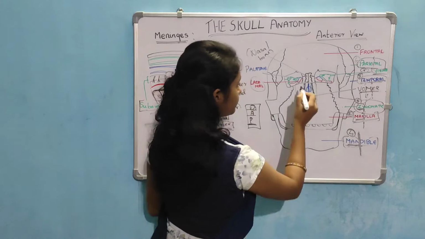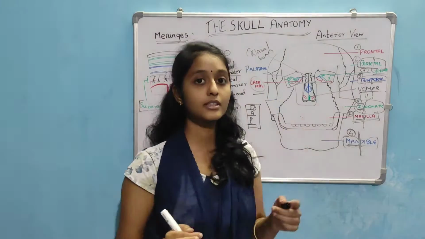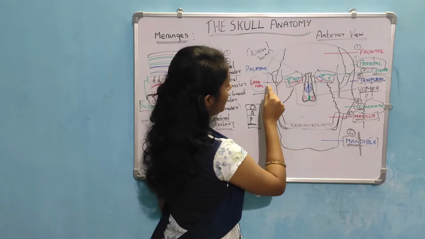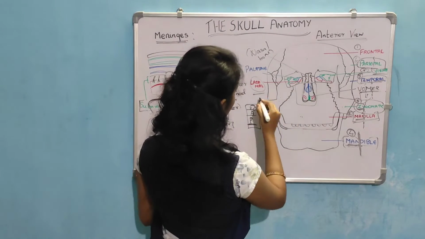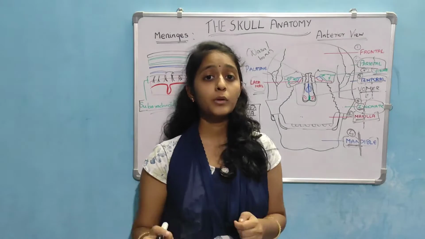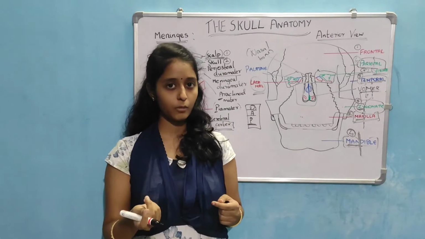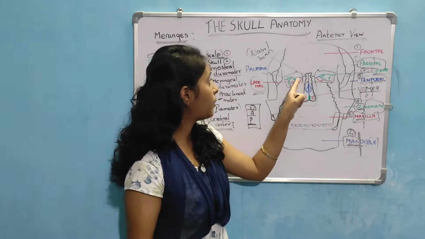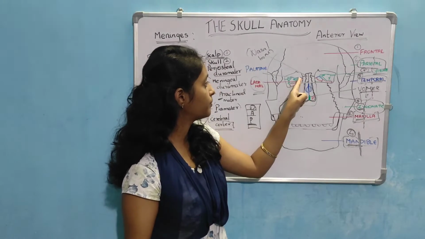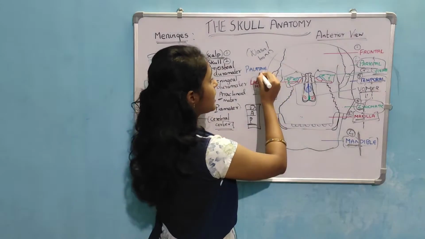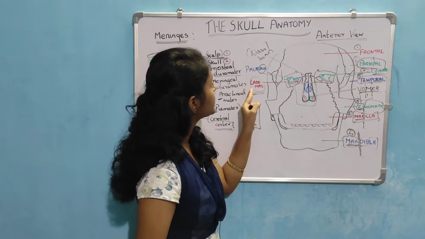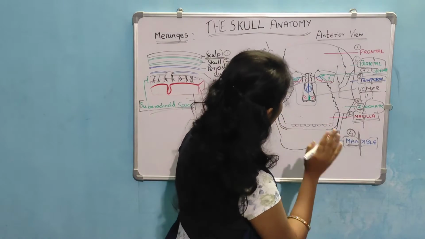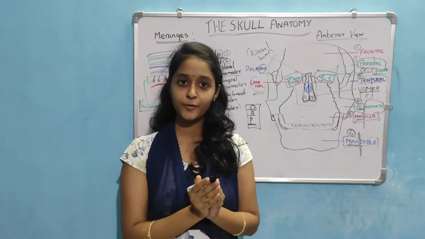And next is the lacrimal bone, which is inside the orbit. Here is the lacrimal bone. Lacrimal fluid, that is tears, comes through the orbit. So that is the lacrimal bone. And above that is the palatine bone, a tiny bone above the lacrimal. That is the palatine bone. And that's all about the anterior view skull bones.